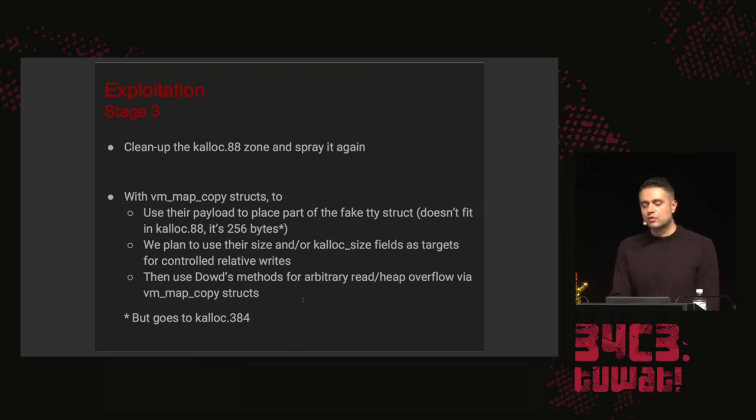So the next step was to clean up the calloc 88 zone and spray it again. And again, I sprayed with VMAP copy structs. But this time, in the payload, I can now put the fake TTY struct that the PTMX IOCTL struct is pointing to. The problem at that point was that the TTY struct was 256 bytes, and calloc 88 slots are only 88 bytes. So with just the first 88 byte elements, I couldn't get to the path that was giving the write. So I needed to find some other way to host my fake TTY struct.